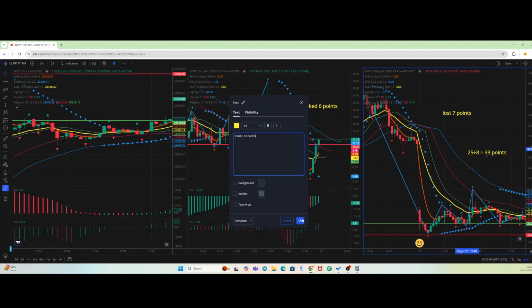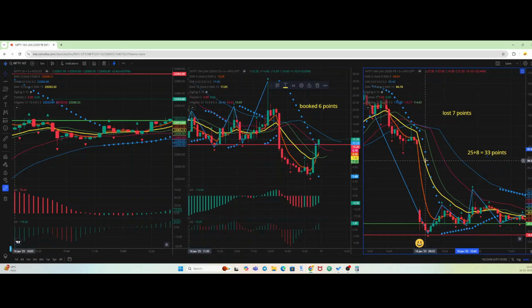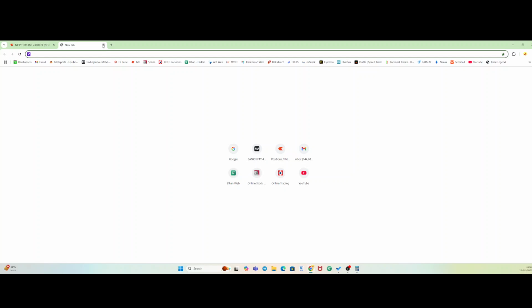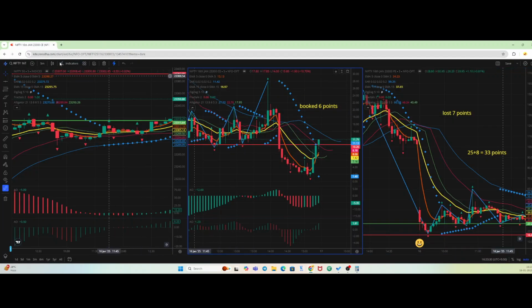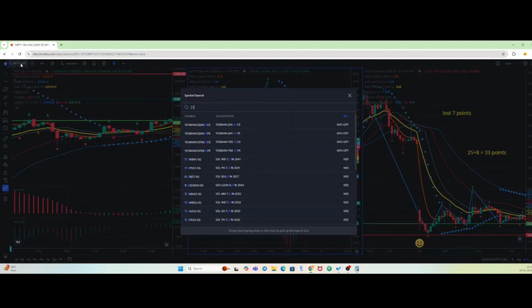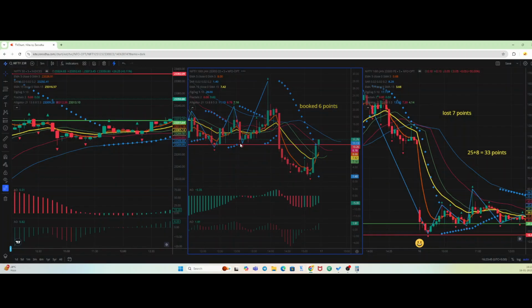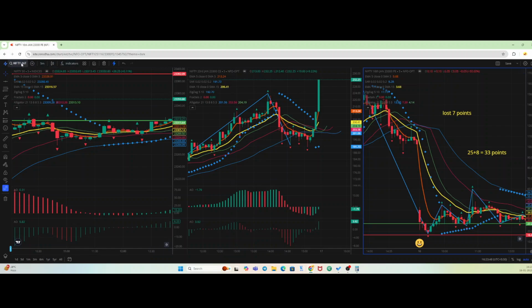We booked that here. You might ask why we did not take the next week strike. If you see that here, at least we booked 33 points. Let me show it in the next week cycle also. Here we will select the next week strike, 23,300. I am selecting the next week cycle and 23,300 P.